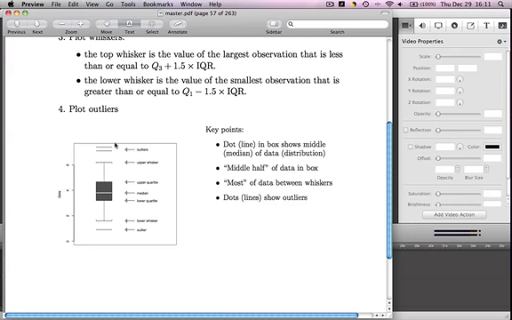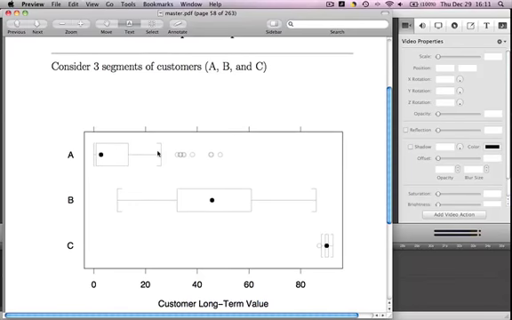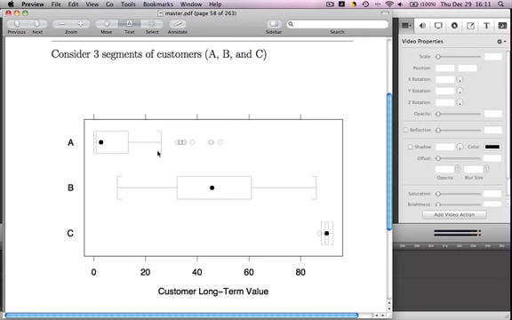Before getting into how to compute one of these, let's do a little example. I think this example will show you how powerful these box plots are. Suppose that we have three segments of customers, segments A, B, and C. Let's profile these segments based on their long-term value. Customer long-term value is a measure of how much that customer is worth to us in the future. So how much money do we expect to get from this relationship with a customer? More on that concept next quarter when you take the IMC process class.